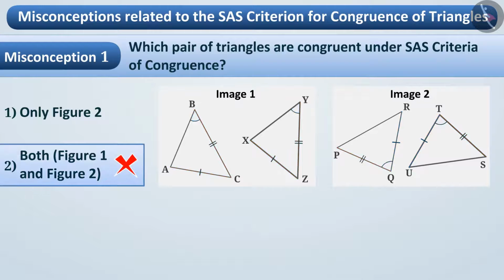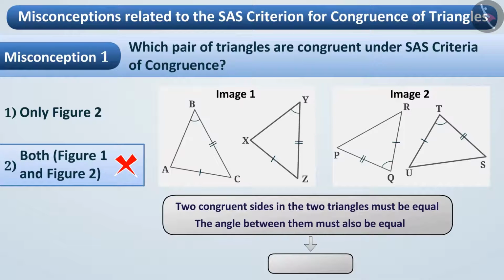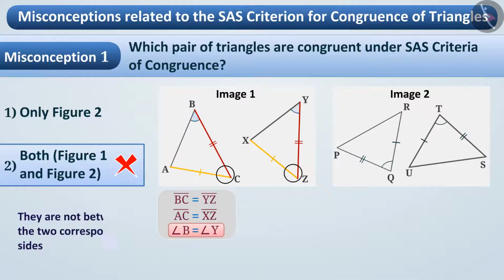Keep in mind that the two congruent sides in the two triangles must be equal and the angle between them must also be equal. Only then can we say that those two triangles are congruent. The corresponding arms in the first figure are equal, but no information is given about the angle between them. In this figure, angle B and angle Y are equal, but they are not the angle between the two corresponding sides. Therefore, the SAS criteria cannot be used here.